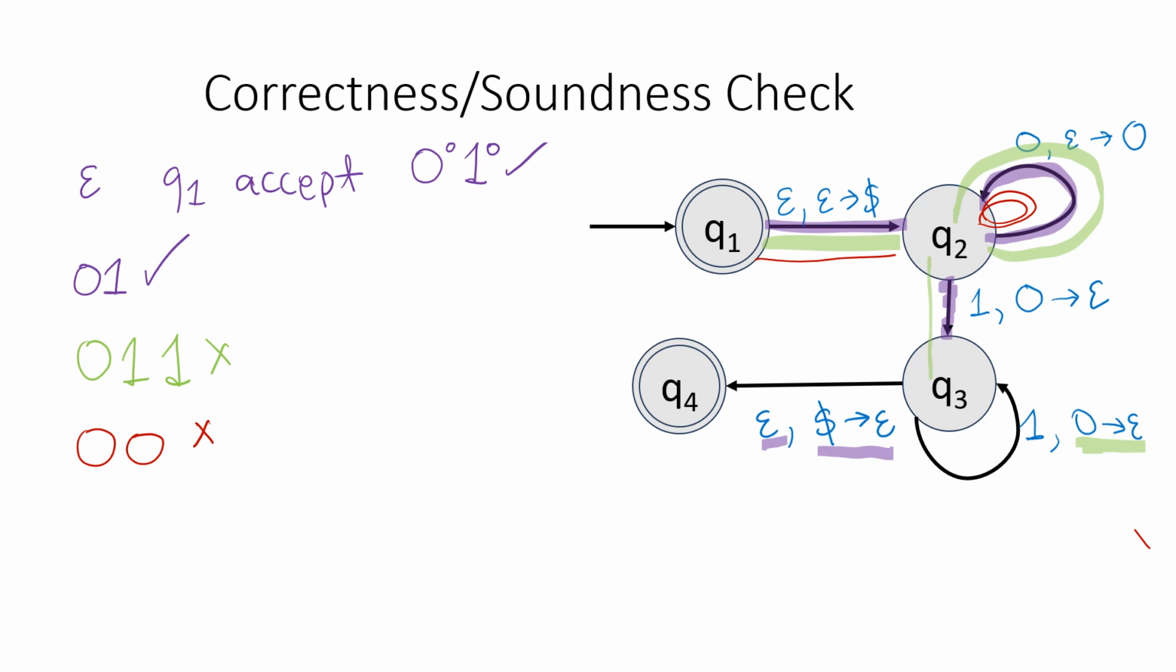And just remember that if you end up in Q4, but there are more input letters to read, so if there's still 1s and 0s on the input string, then this will also be a fail. So you can think of Q4, the string has to be empty by the time it gets there, or it will not accept.